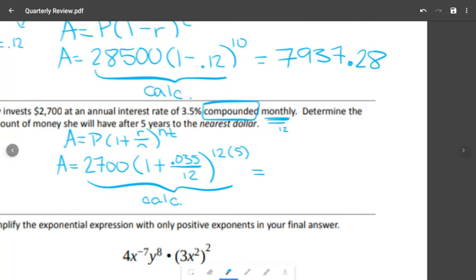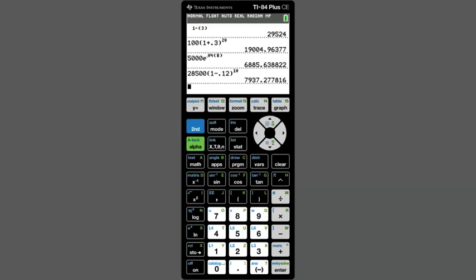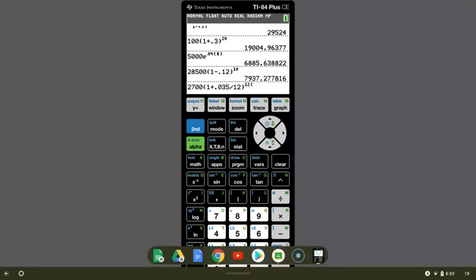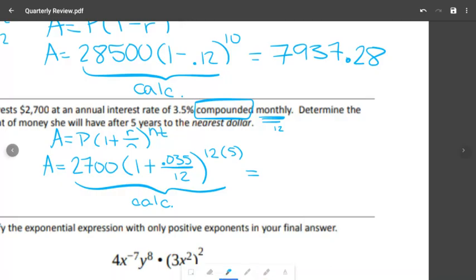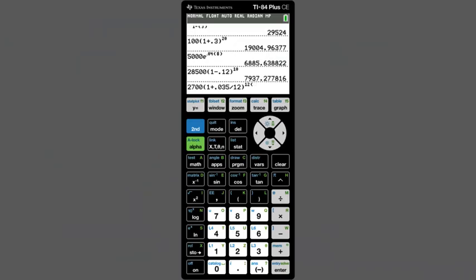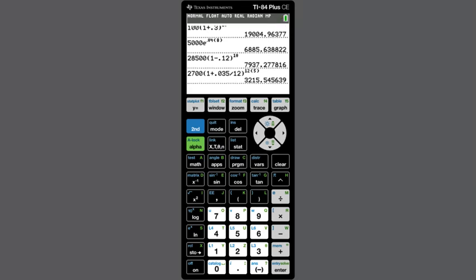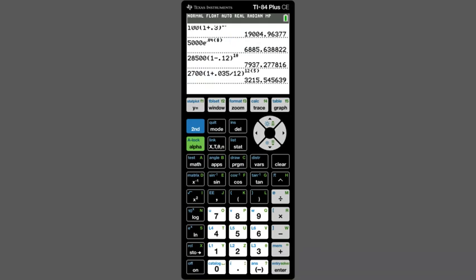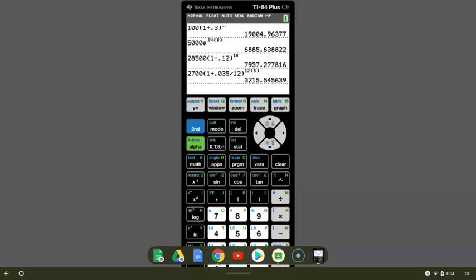And then we are going to type that into our calculator again. So 2,700, double check some numbers. 2,700, 0.035, 12, and that was 5 years. And this one says the nearest dollar, so that 0.5 tells us to round up, so 3216.